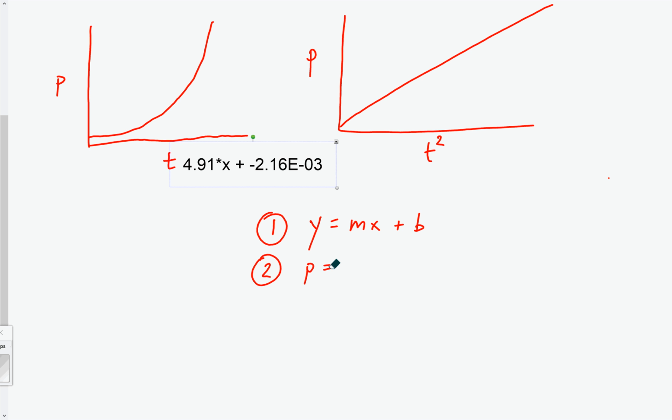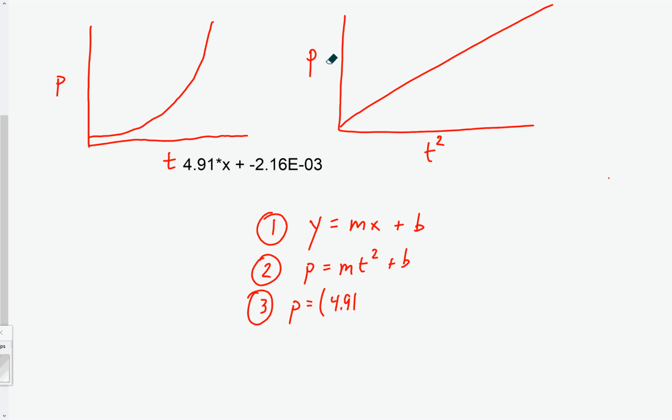Step number two, replace y with, I'll just leave it with p for position equals, you could have done d for distance or y, you had a choice of variables. m times, in place of x, I'm going to write t squared plus b. Step three is replace your slope with your actual value. So in my case, 4.91. And don't forget the unit.